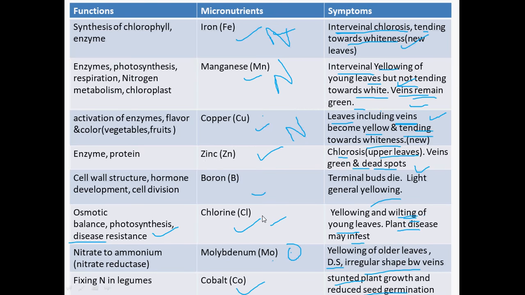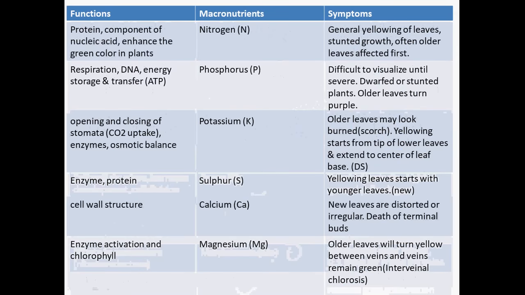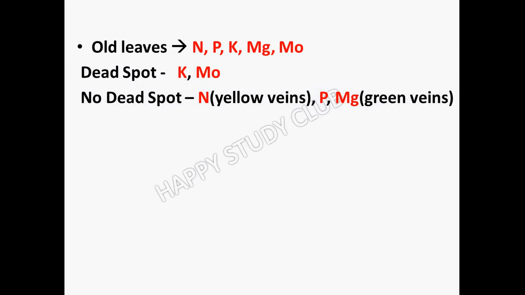So those were the symptoms of macronutrients and micronutrients, and now let's discuss which leaves these nutrients affect. We have already discussed this, but let's revise. Nitrogen, phosphorus, potassium, magnesium and molybdenum are the nutrients which affect old leaves. Among these, in the deficiency of potassium and molybdenum, dead spots may occur.